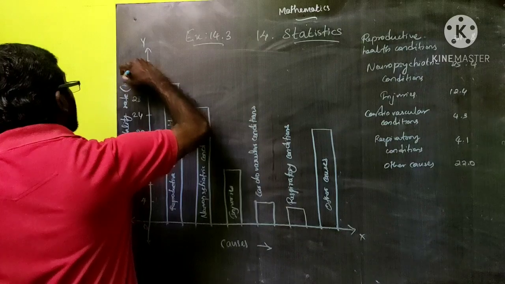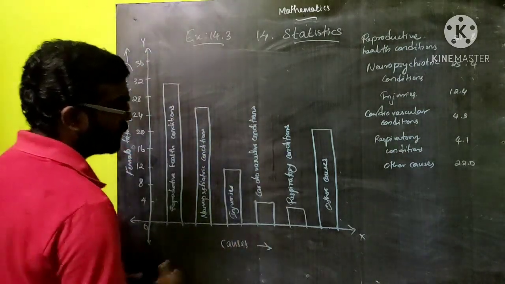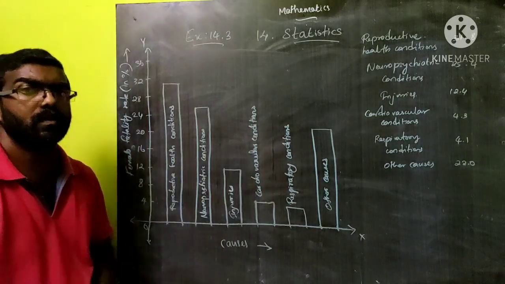Within brackets, in percentage. This is on the y-axis and causes on the x-axis. Is it clear?